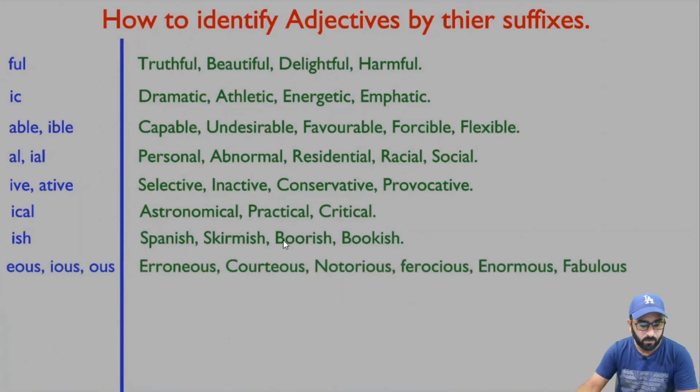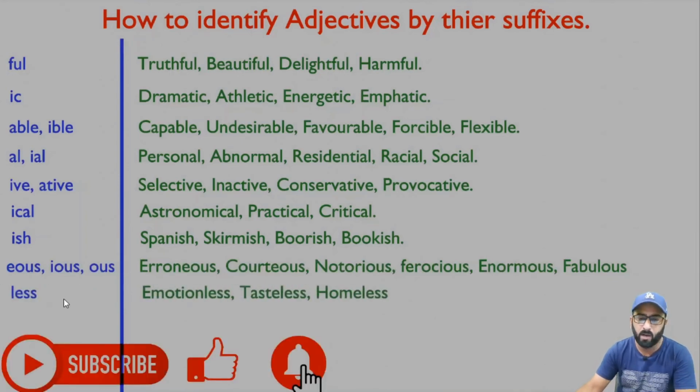Now we have a very common suffix, -eous, -ious, or -ous, and there are many thousands of words with the same suffixes, such as erroneous, courteous, notorious, ferocious, enormous, fabulous. So any word that ends with these three suffixes will be an adjective in the English language. So let's discuss the next suffix.